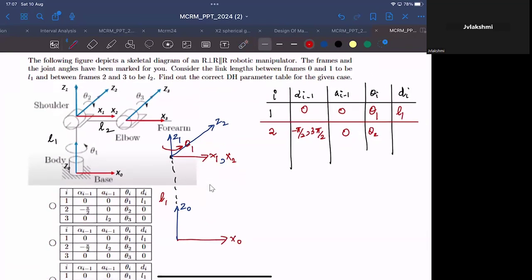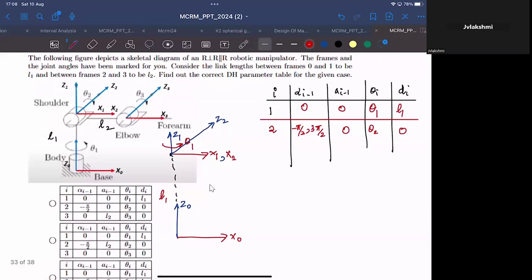And the final transformation would be the translation along Z2 so that the perpendicular distance between X1 and X2 can be accommodated. Again, since both of these frames are already intersecting from the start, there is no perpendicular distance between X1 and X2. So d i will also be 0. Hope that is clear.